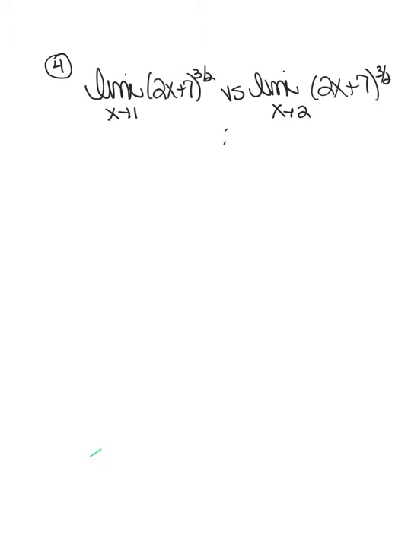And let's see how these are the same and how they differ. I'm going to start with the one over here on the left. And again, since I'm doing this analytically, I'm going to just put in the value. Everywhere there's an x, I'm going to make it a 1. So this is going to become (2 times 1 plus 7) raised to the 3 halves.